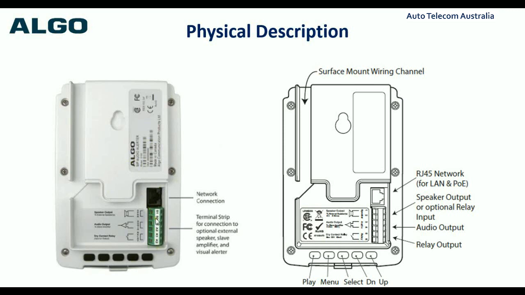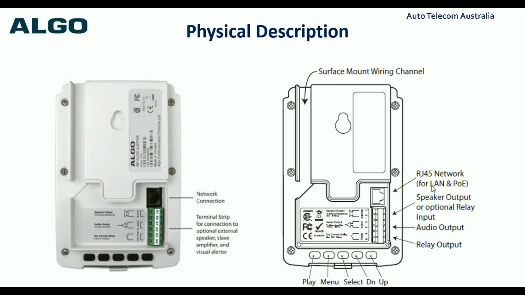Now you've got the terminals here. The first two are an output for external speakers, where you can put, I think it's an 8106, an Algo Bullhorn speaker. So you could have this unit paging in a warehouse and then cable off an analog Bullhorn to page in another zone, doubling the area that you're covering. You've also got an audio input and a dry contact relay.